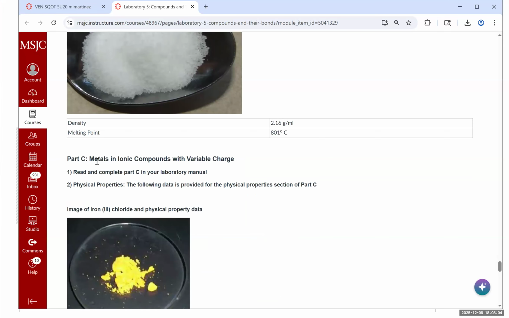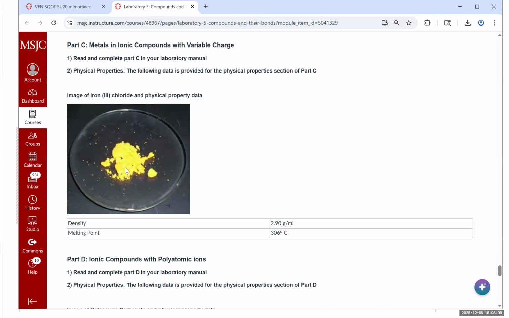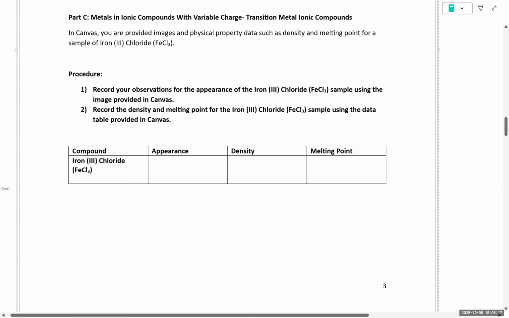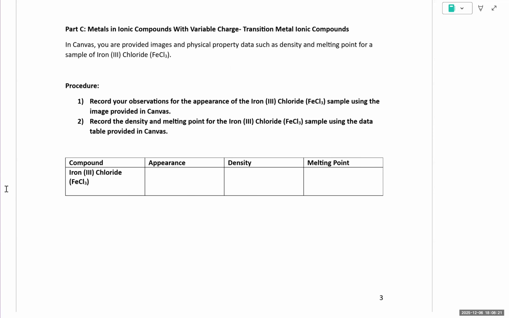So we'll go to part C. Here's the image of iron 3 chloride, which is a yellow solid, and we have the density and melting point. So let's just write that down. For iron 3 chloride, one moment.